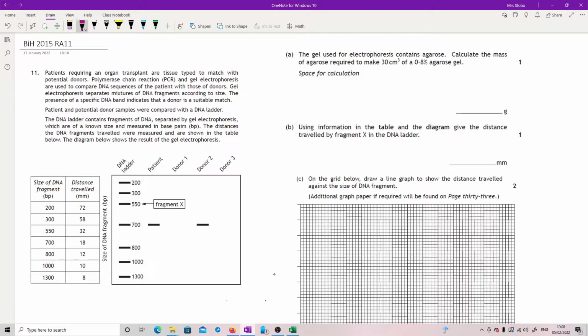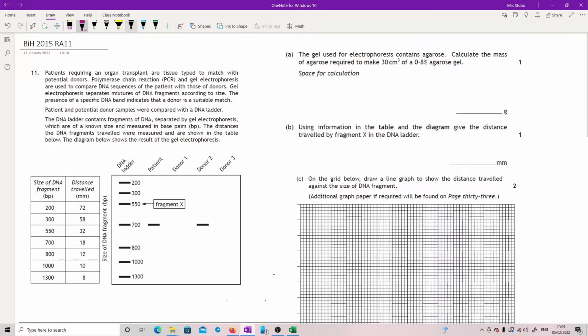Patient and potential donor samples were compared with a DNA ladder. The DNA ladder contains fragments of DNA separated by gel electrophoresis which are of known size and measured in base pairs. The distances the DNA fragments travelled were measured and shown in the table. The diagram below shows the result of the gel electrophoresis.